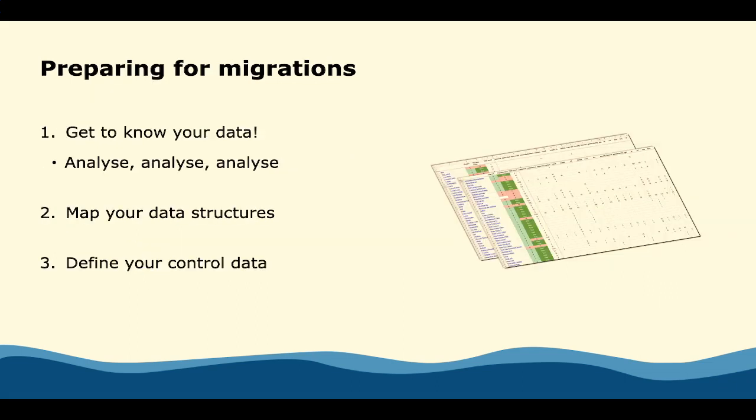So, preparing for migrations. Get to know your data. Analyze. There's no such thing as too much planning. Look at all your legacy data structures, every single field and every single entity, whether it's nodes, paragraphs, field collections, vocabularies, beans. Anyone remember beans?